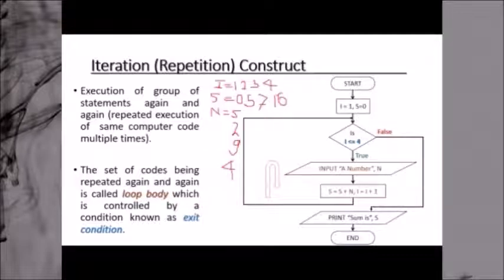Is 4 less than equal to 4? Yes. So enter a number. Suppose this time I enter number 14. So s is equal to s plus n, 16 plus 14. That comes to be 30. I is equal to I plus 1. Your I becomes 5. And now is 5 less than equal to 4?